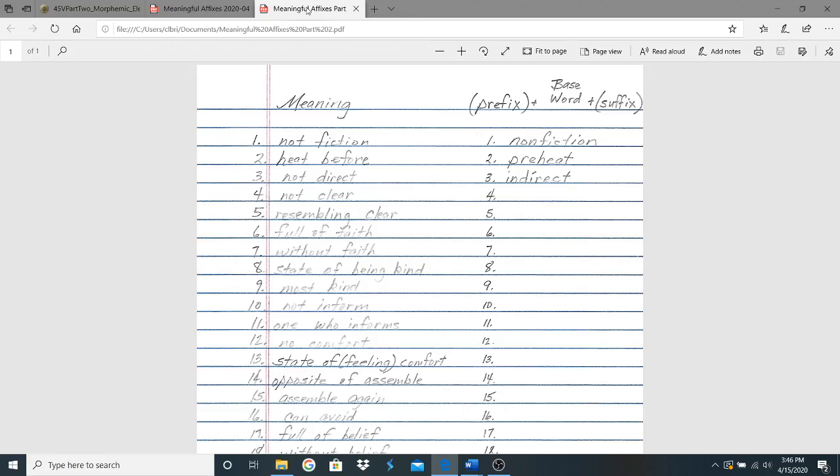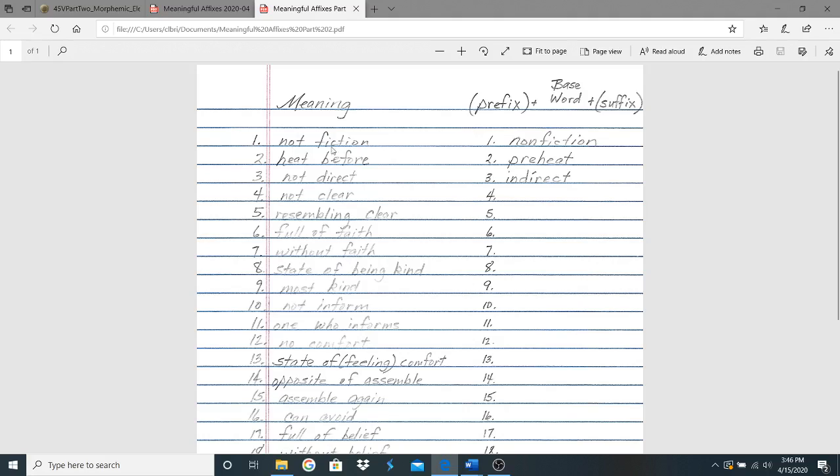So let's look at this other paper that I have written out, and we've got a meaning section. And then over here we've got the prefix plus the base word. We could have the base word plus a suffix. I don't think any of the words we're working with today have a prefix, a base word, and a suffix, but words most certainly can.